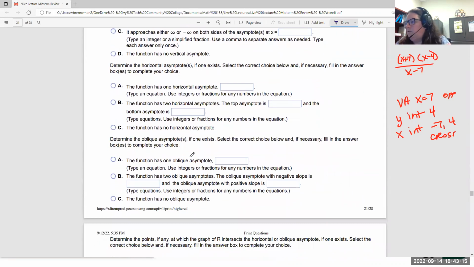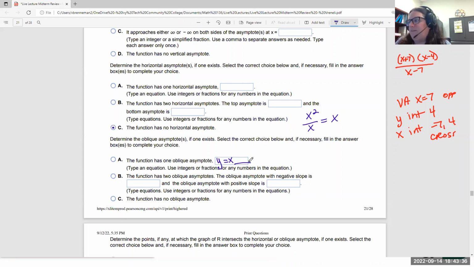So then we have the horizontal or oblique asymptote. In this case, the leading terms, x squared over x, simplifies to x, and that's the type that's going to have an oblique asymptote. So I'm going to have y equals x. That's not a horizontal line, it's a diagonal line, so there's no horizontal asymptote.